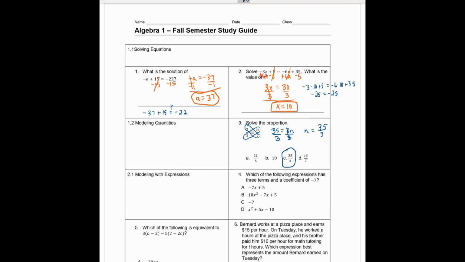Number 4, which of the following expressions has 3 terms and a coefficient of negative 7? Terms are separated by positives and negatives. So for instance, A has 1 term and then another term, so A can't be it. B has 3 terms, C has 1 term, and D has 3 terms. So out of B and D, we want to pick the one with a coefficient of negative 7. This is really a vocabulary issue. Coefficient is the number that's in front of x, or x squared, or whatever. It doesn't actually matter what it's in front of, but there should be a negative 7 somewhere in our answer, and that happens on B, not D. That is why we'd pick B.